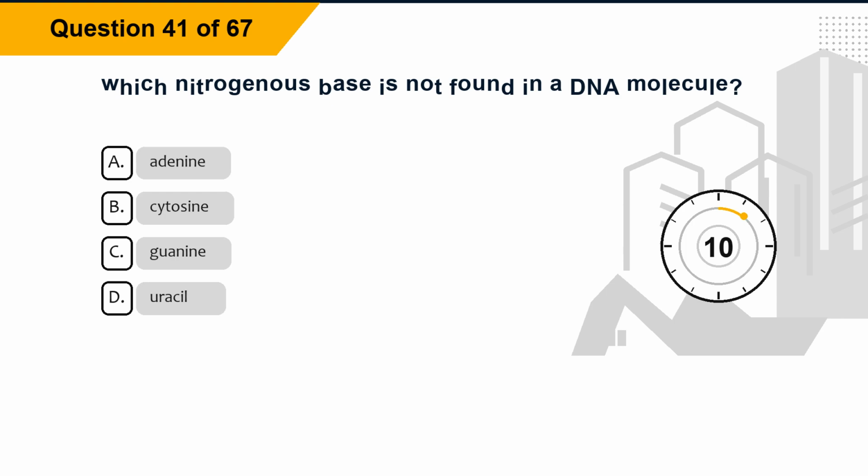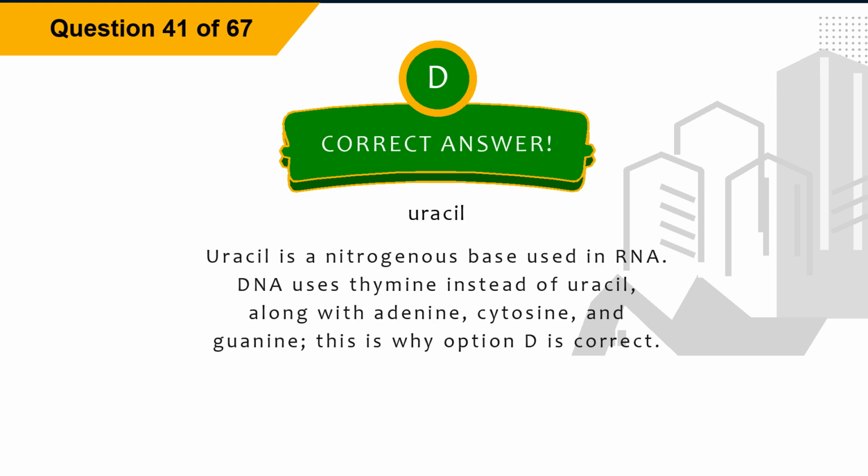Question 41. Which nitrogenous base is not found in a DNA molecule? Option A, adenine. Option B, cytosine. Option C, guanine. Option D, uracil. The correct answer is option D, uracil.